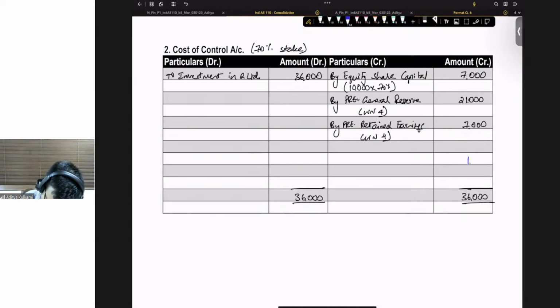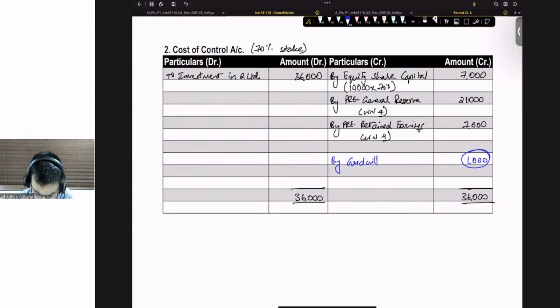So this is 1,000 by goodwill. Goodwill attributable to the parent. I'll come to that 50,000, Srishti. Just give me some time. That 50,000 net assets, we will come to that. Don't worry. Okay, by goodwill 1,000.